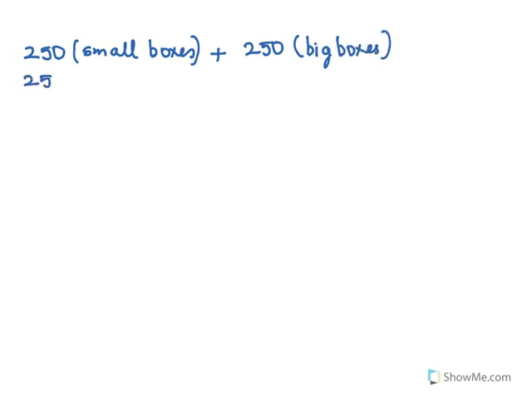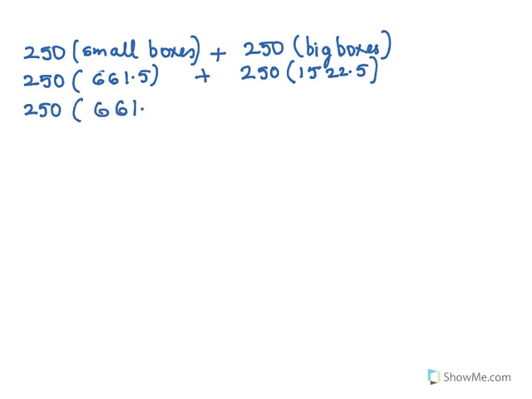So that will be 250 into 661.5 for each small box, and 250 big boxes, each big box is 1522.5. So we'll take 250 common out. It's easier to do it this way. 661.5 plus 1522.5, with 250 gone out. So we add that, we get 250 into 2184. I won't multiply it, you will understand why. So this is the total area required.